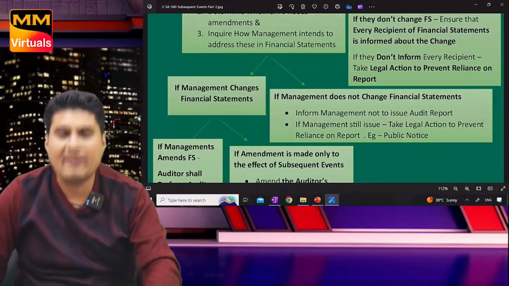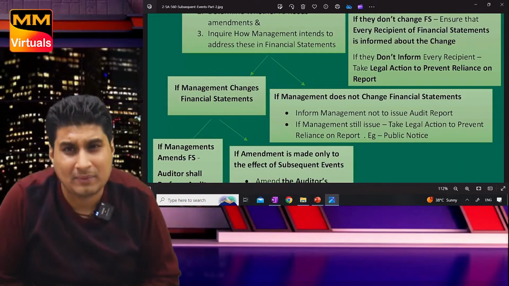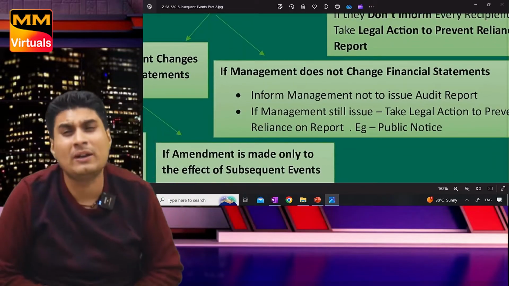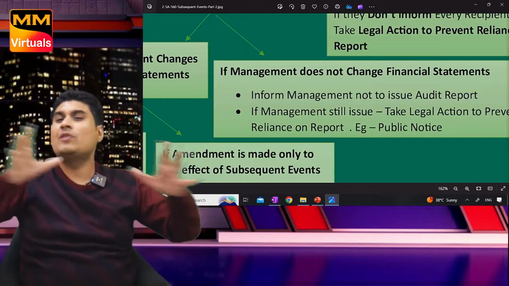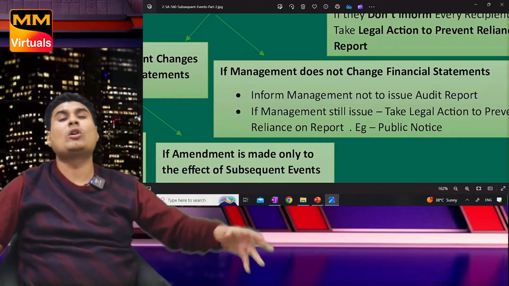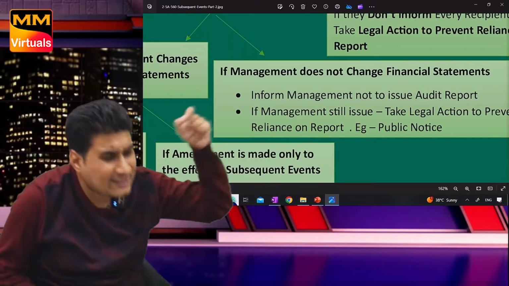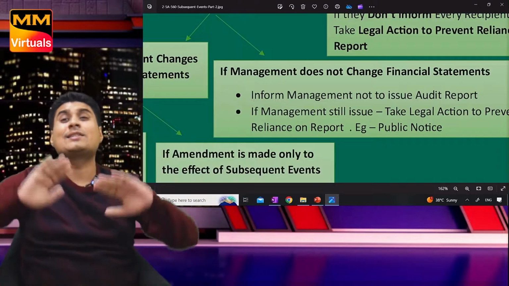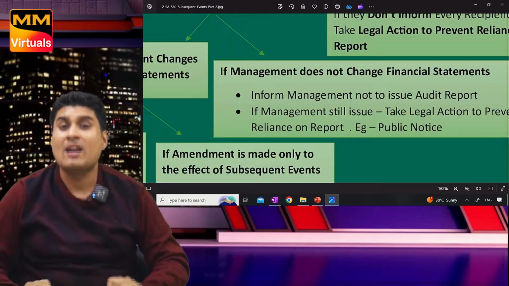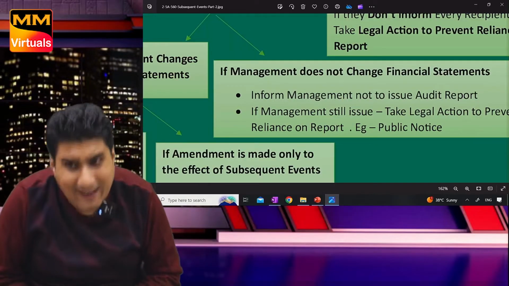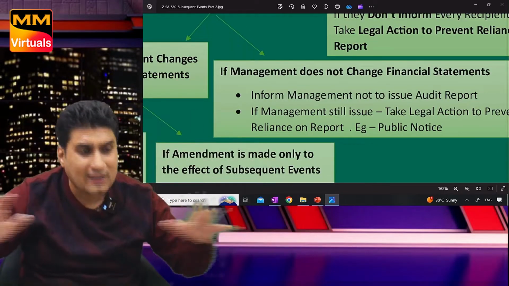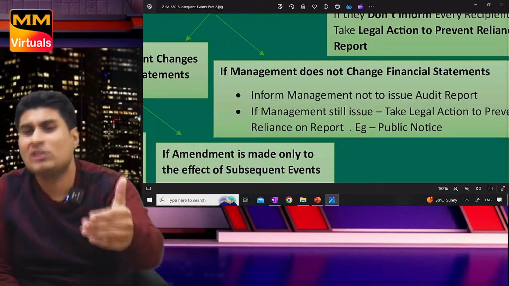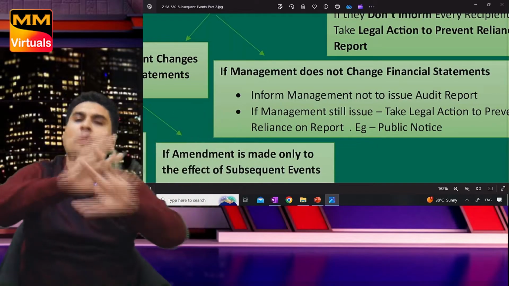Now, if management does not change the financial statement, they are saying we will not change. What will we do? Inform management not to issue the report. Management, if you are not changing, don't issue the report because you are misleading shareholders. If they still issue it, we will take action to prevent reliance on the report. What action will we take? We will issue a public notice in the newspaper that management did not listen to us. Don't rely on the report. It is not our report.